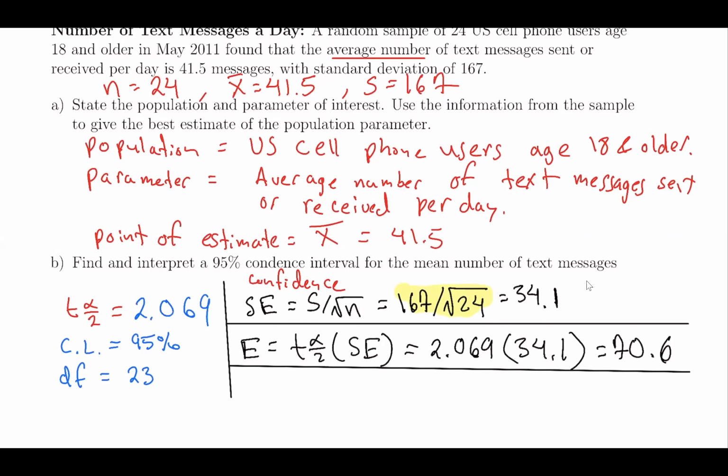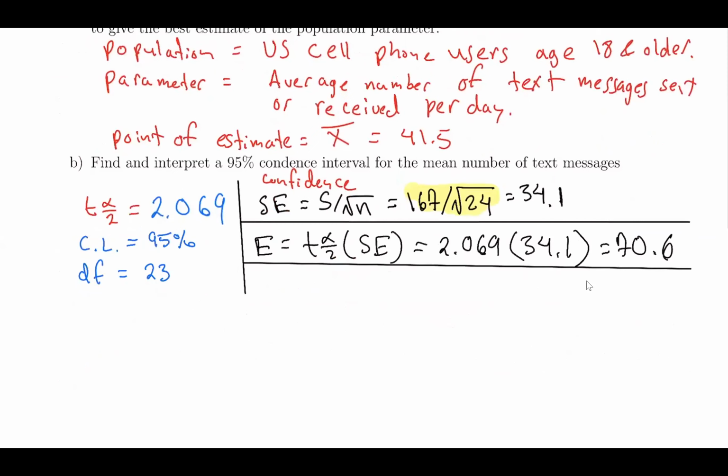All right. So far we got standard error. We just found margin of error. Any question in regard to how I found margin of error? Okay, so the last part, we're going to take the margin of error and add it and subtract it to my point estimate. Our point estimate in this case is 41.5. So we'll say 41.5 plus or minus my margin of error, which is 70.6.